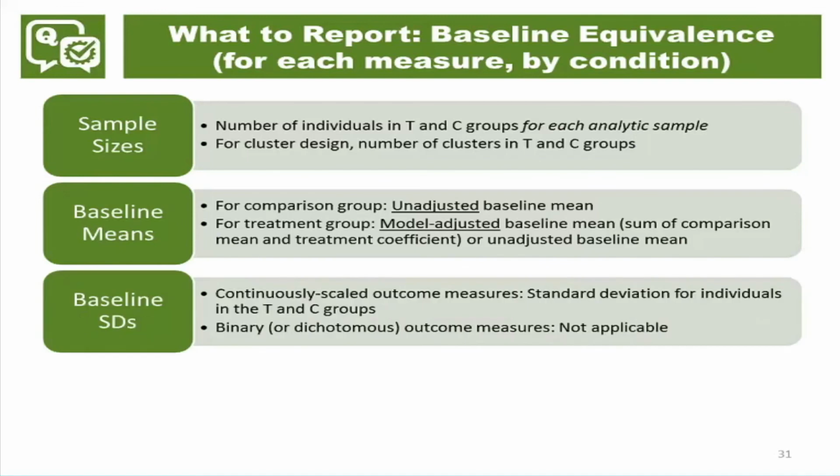We'll need to report standard deviations of the baseline measure for the treatment group and the comparison group for continuous measures. Again, for binary or dichotomous, I'm sorry, it says outcome measures on the slide, but it should say baseline measures, then the standard deviation is not applicable, so you do not need to report standard deviations. And that might be a binary measure. A baseline measure might be Pell Grant eligible.